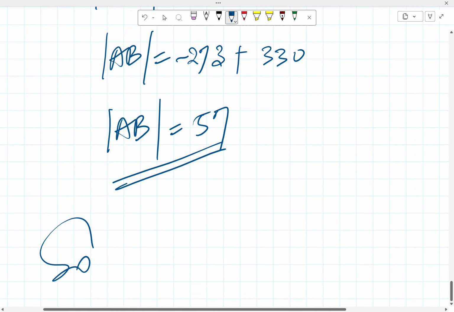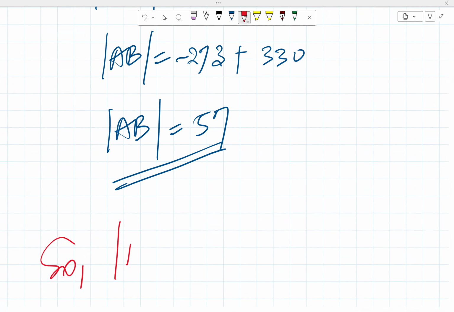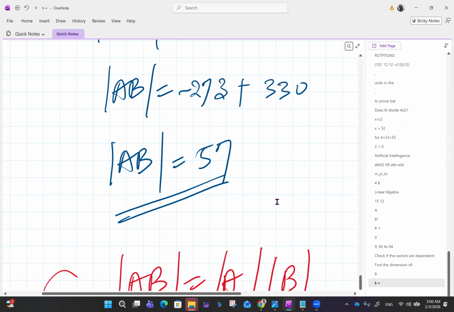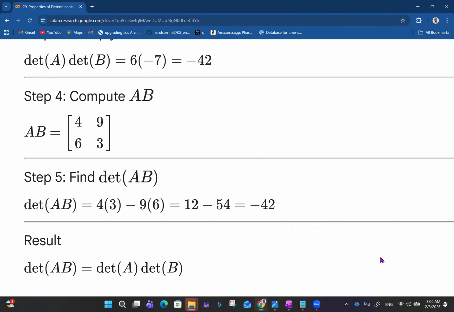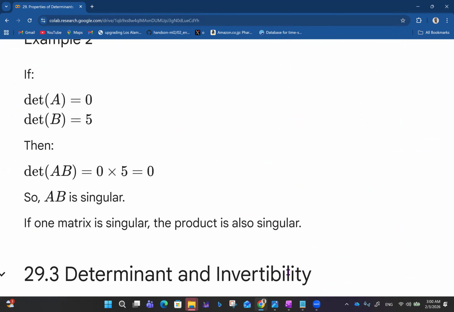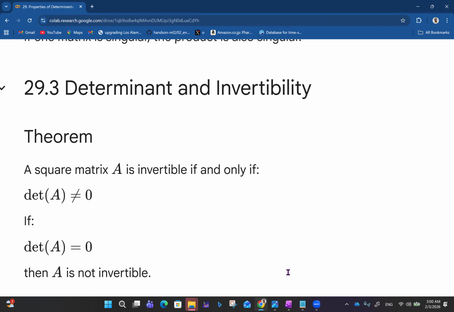So we can conclude that the determinant of AB is equal to the determinant of A times the determinant of B. That's what we have seen from all of this. So now, if you have example 2, if the determinant of A is 0 and the determinant of B is 5, then the determinant of AB is 0 times 5, which is 0. So AB is singular. So if one matrix is singular, the product of that matrix and another matrix, no matter what that matrix is, is going to be singular too.